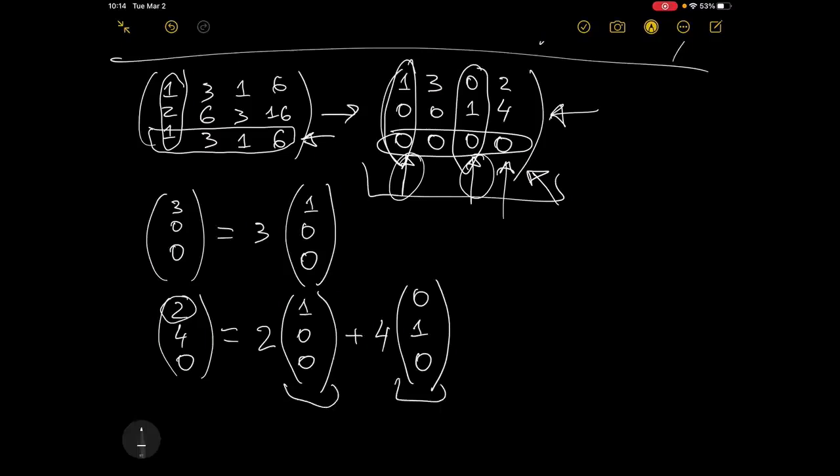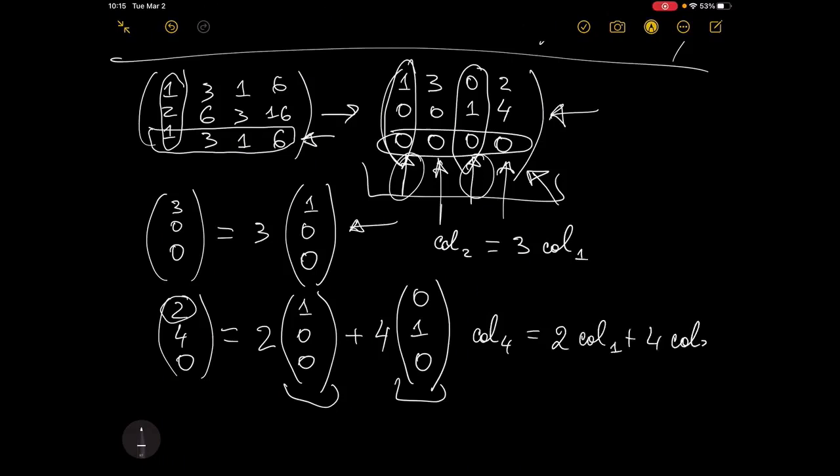But what is important? Have a look. Here I said that my column 2 can be expressed as 3 column 1, right? And here column 4 can be expressed as 2 column 1 plus 4 column 3, right? Is it clear or not what I'm doing?